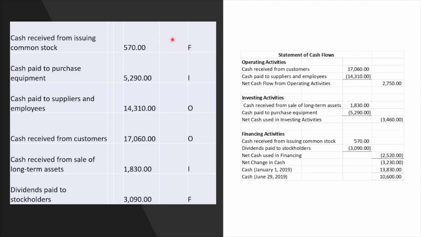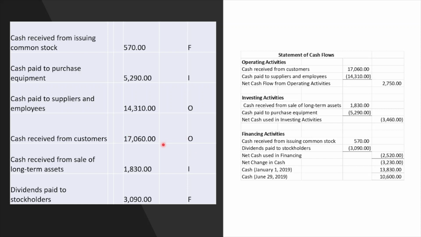That's a financing activity. Cash paid to purchase equipment. Equipment is a long-term asset. And anytime you are spending on a long-term asset, that is an investment. So that's an investing activity. Cash paid to suppliers. Oh, without your suppliers, there's nothing to sell. There's nothing to manufacture. So this is a regular routine activity. That's operating activities. Cash received from customers. No customer, the business is dead.